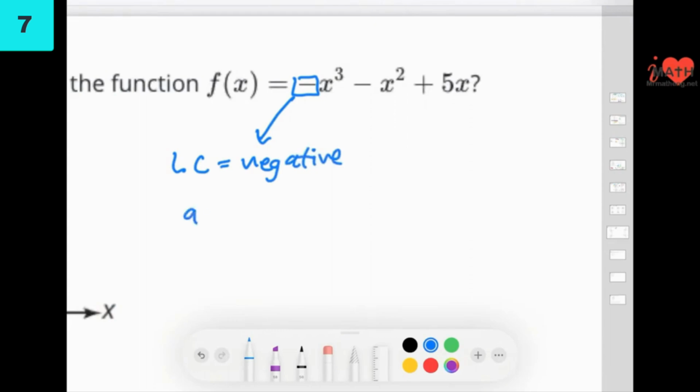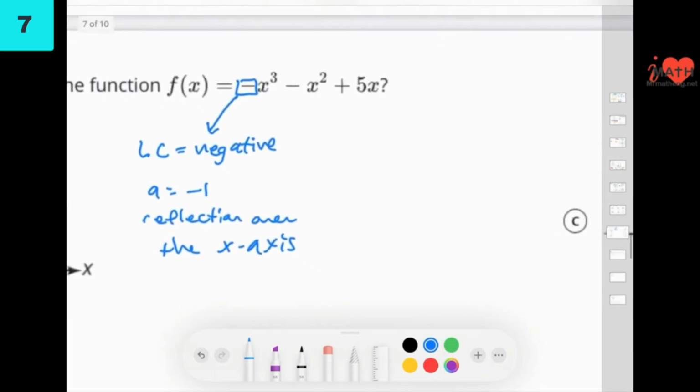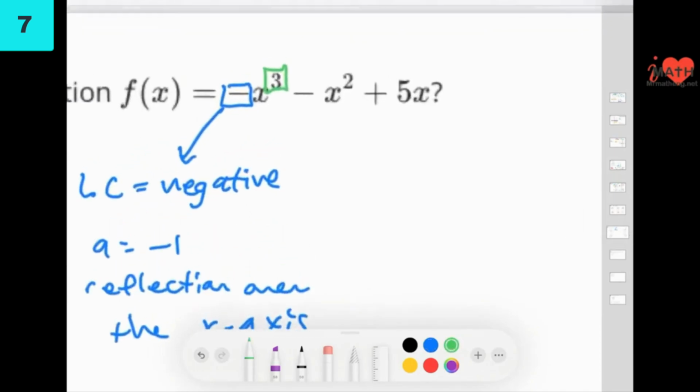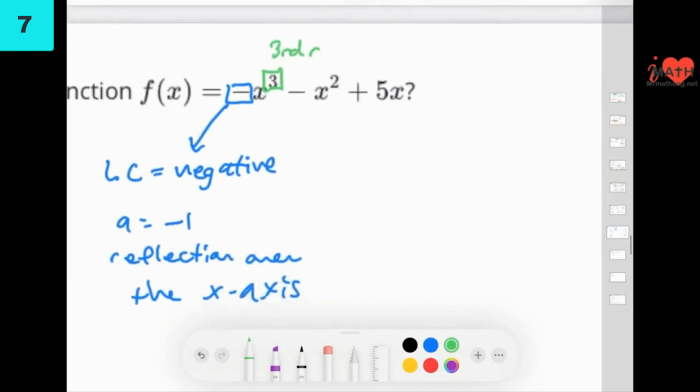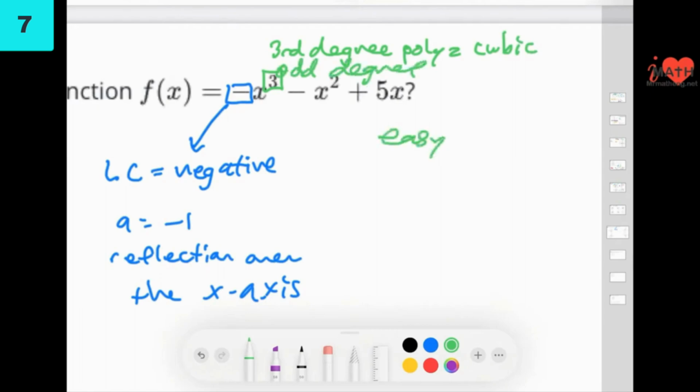You can also think of it back in your transformations. A equals -1 is a reflection over the x-axis. Reflection over the x-axis, okay? So that's in blue there. Here in green, you have a third degree polynomial. They call these cubics. And what you want to know from there is that this is an odd degree, right? The easiest one you know is to the first power.